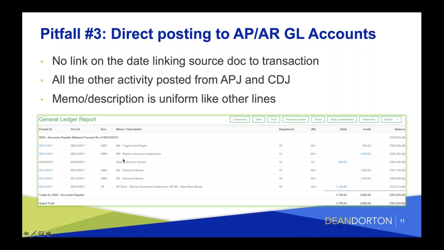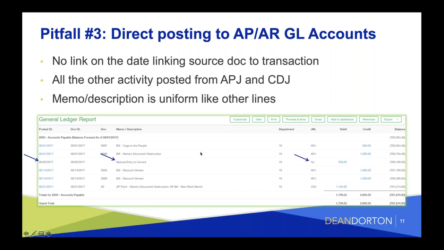This says manual entry to correct. This says that it was posted to the general journal, you see the 55555 out here, right? So we're looking at a couple of things. There's no link on the date. It's got a different description, and it's got the GJ journal that it's coming from.